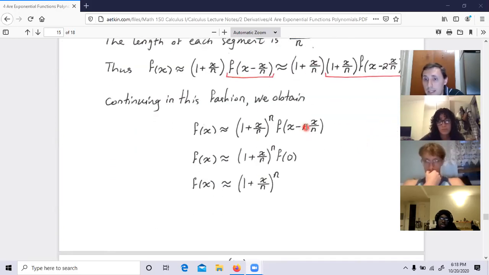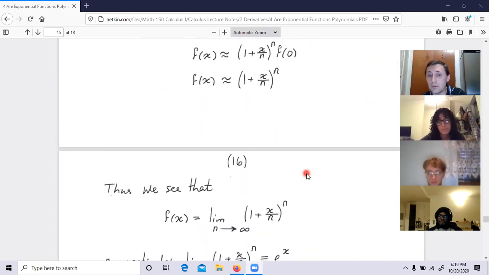So I will walk n steps back, where n is a huge number, a million or something. I'll make n larger and larger to make less and less error. So x minus n times x over n will actually bring me to 0. You agree? So what I have is that f of x is approximately (1 plus x over n) to the power of n, times the function evaluated at 0, which is 1. And therefore the function is approximately (1 plus x over n) to the power of n. And in the limit, I will get this.